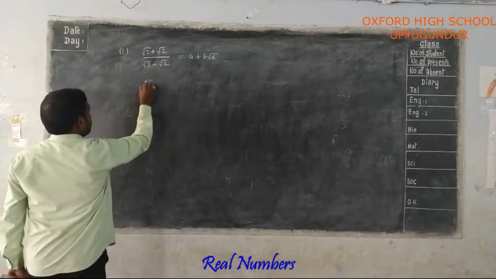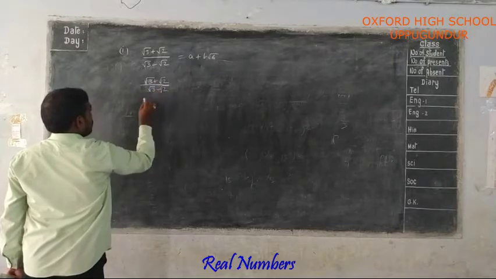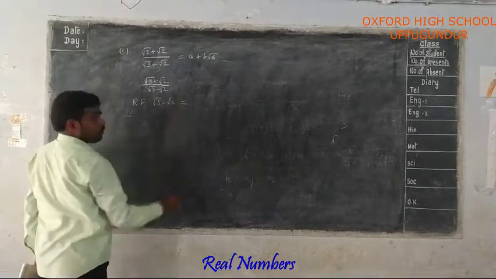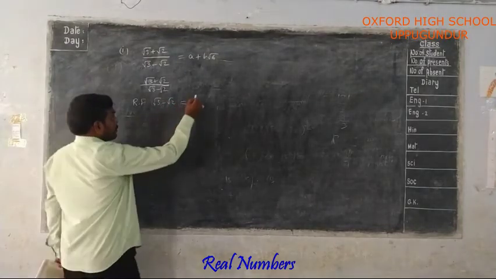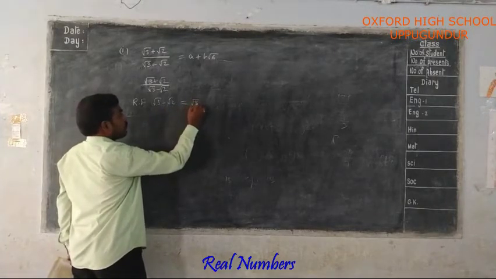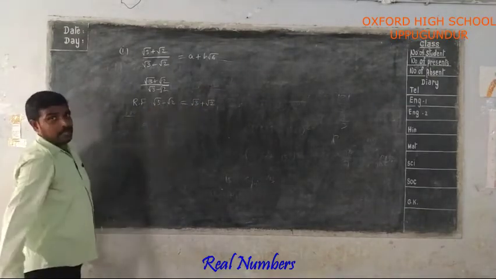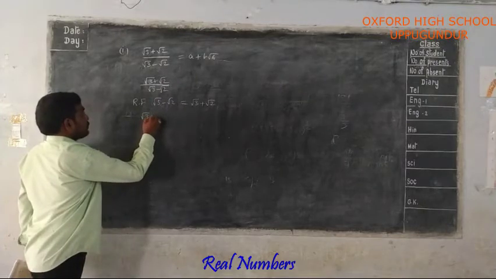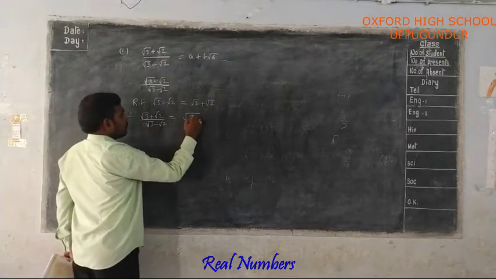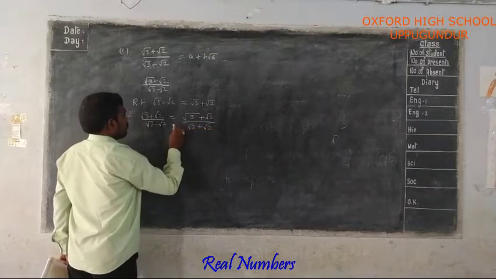So to rationalize this one, root 3 plus root 2 by root 3 minus root 2, what is the rationalizing factor of the denominator root 3 minus root 2? What is the rationalizing factor of root a plus root b? Root a minus root b. For root a minus root b, the rationalizing factor is root a plus root b. So root 3 plus root 2. Now you have to rationalize the denominator by using the rationalizing factor.